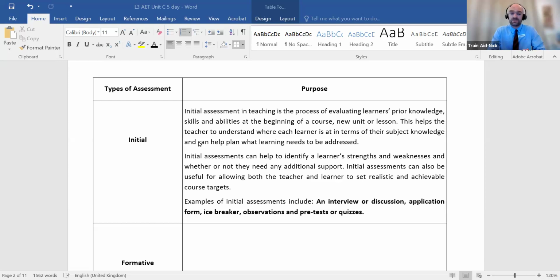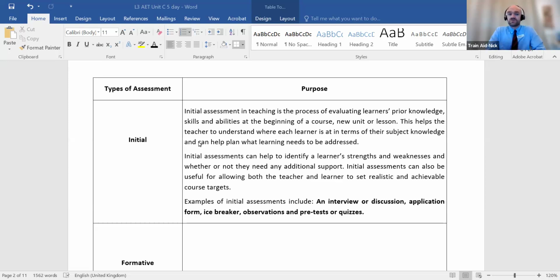There are many different types of initial assessment. It could include perhaps an interview or a discussion. It could be a phone conversation with the learner. An application form is very clear because it states whether or not the learner has any learning requirements. They can disclose to you whether they do have a particular need, and you as the teacher can recognize that and then have a conversation with the learner as well.